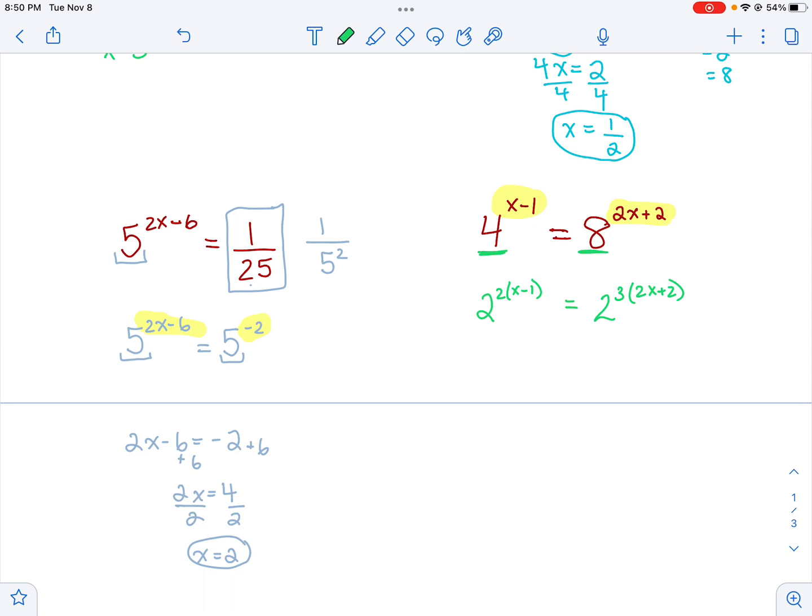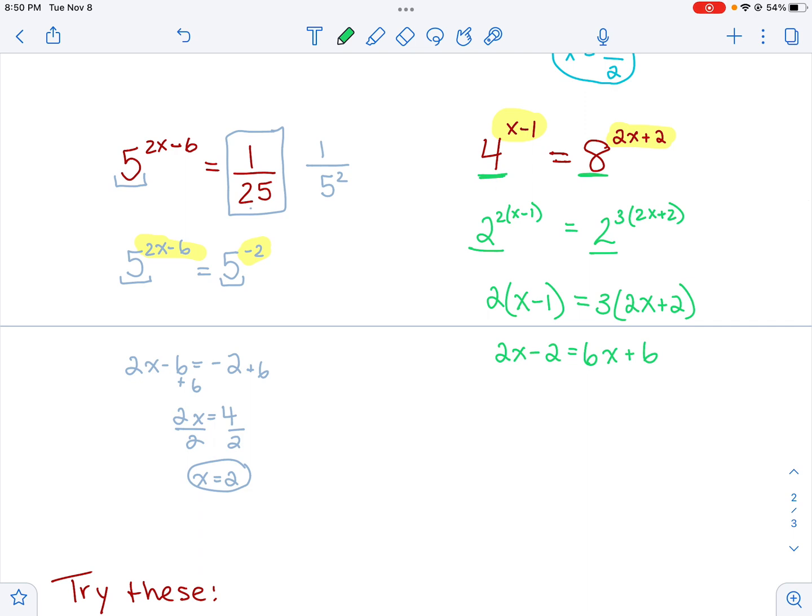Okay, so now that these bases are the same, I'm just going to get rid of them, and I'm going to make my exponents equal to each other. So I have 2 times (x minus 1) equals 3 times (2x plus 2). Okay, now I'm going to get rid of my brackets by expanding. So I'll get 2x minus 2 equals 6x plus 6.